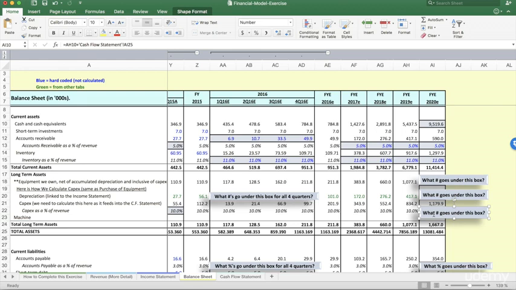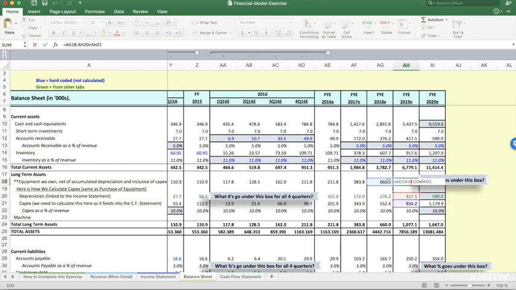That one's pretty easy. And then depreciation, we got it from the income statement, remember? So that would just get pulled over directly, and it's green because it's from another tab. And then the calculation for equipment we own, net of accumulated depreciation and inclusive of CapEx, is quite simply this. You take last year's equipment, net of all depreciation items, and then you deduct depreciation from this year and add back CapEx from this year, okay?